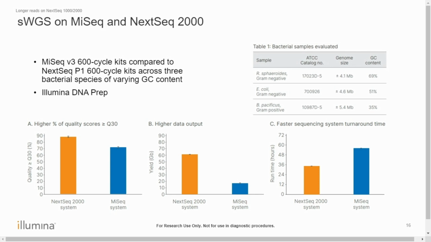This slide shows a summary of the average metrics of these runs. The P1 flow cells on the NextSeq provided much higher data quality of 88% of bases called greater than Q30 across the run, compared to about 72% on the MiSeq. The P1 flow cell also provided higher output, above 60 gigabases, compared to just 15 gigabases on the MiSeq. And it did so at a much faster runtime of about 34 hours compared to about 56 on the MiSeq.